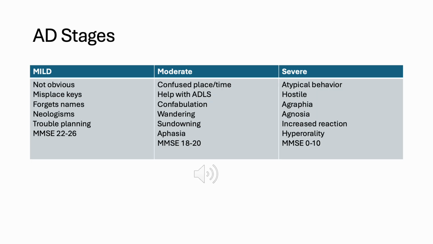And then with severe, they have atypical behavior for themselves, like it's almost a personality change. They'll be hostile, irritable. They'll have agraphia, which means an inability to write. Agnosia, which is an inability to recognize items, and then increased reaction. That is referred to as hypermetamorphosis, and what it means is they want to react to everything in sight. I don't know if you've experienced this, but they'll start touching everything in their environment and explore.